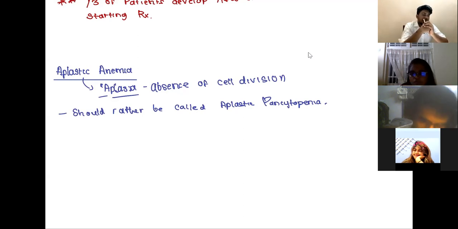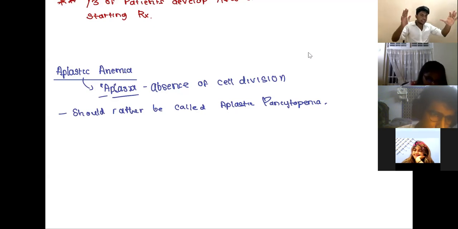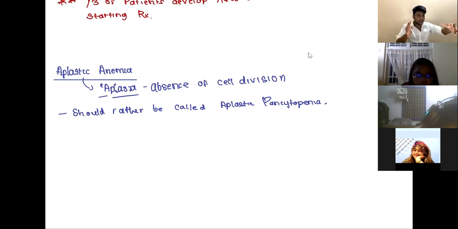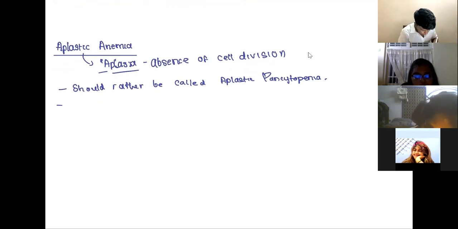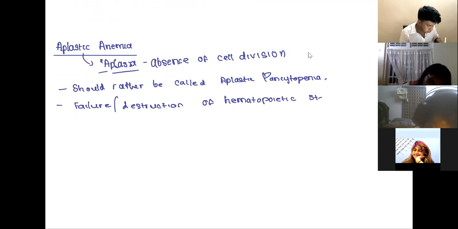So long ago, it was easier to figure out that the patient is anemic. Like you can look at the mucosal pallor and tell, okay, this patient is anemic. And they started categorizing the diseases as anemia. Okay, sideroblastic anemia, iron deficiency anemia, all of those. And this aplastic anemia was also put there. But then the reality is this is actually a pancytopenia. Let's write. The reason is this is due to a failure or destruction of hematopoietic stem cells. So let's discuss this.